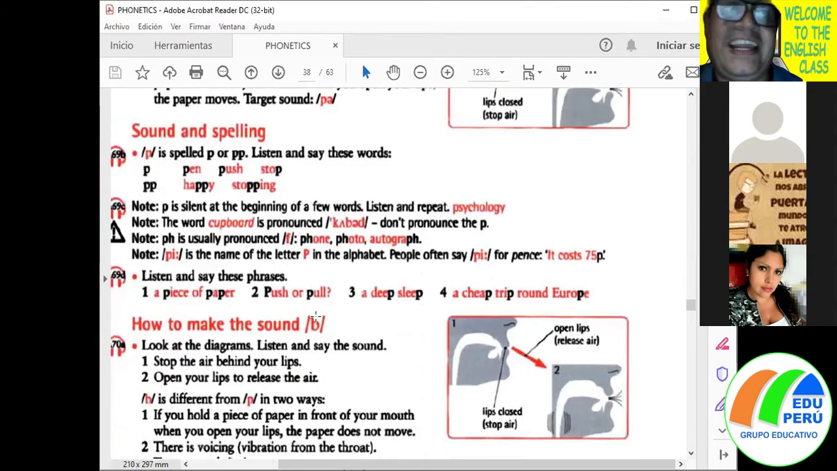P is spelled with the letter P or double P. Notice here we have a sound and a spelling. Pa is spelled with the letter P or double P. Listen and say these words: pen, push, stop, happy, stopping. And notice here how you produce this sound.